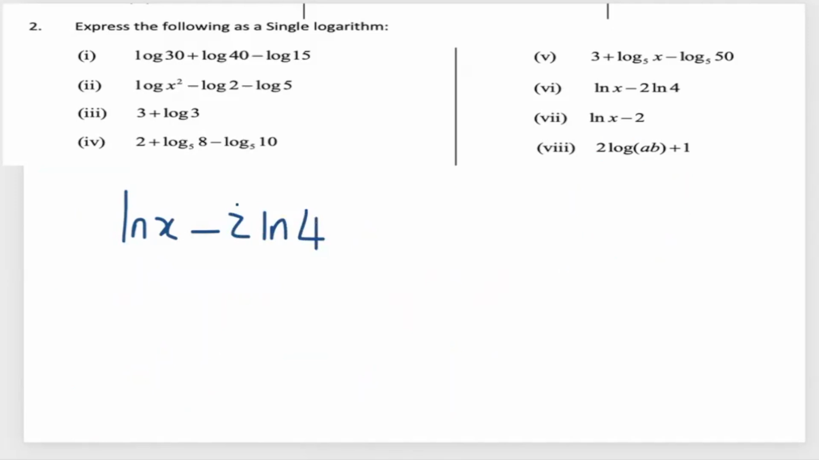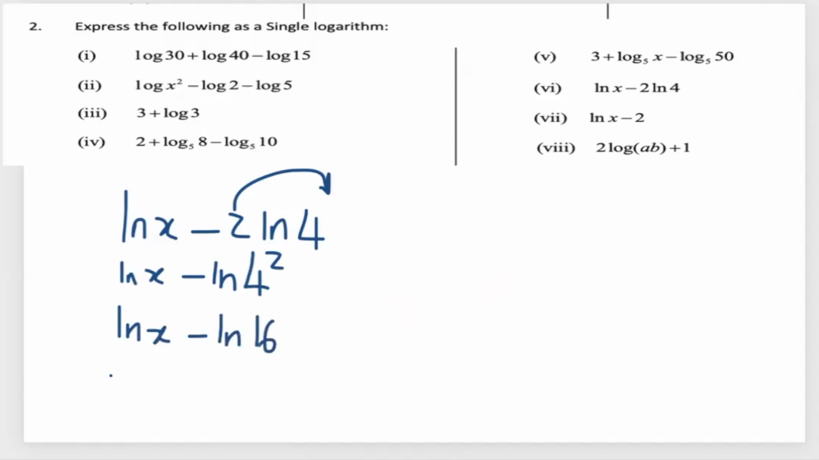Now, the one where we have ln x minus 2 ln 4, we are going to apply the rule just as how we have log, so we can carry the power. So it becomes ln x minus ln 4 squared. Now 4 squared is 16, so I have ln x minus ln 16, and then we have the ln written once, then it's going to be x over 16, and that's it.